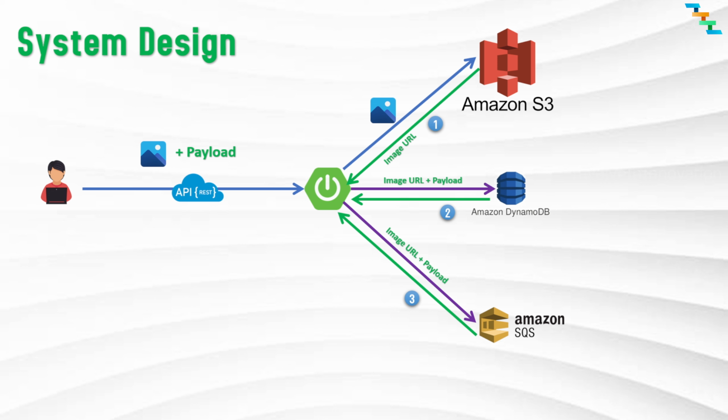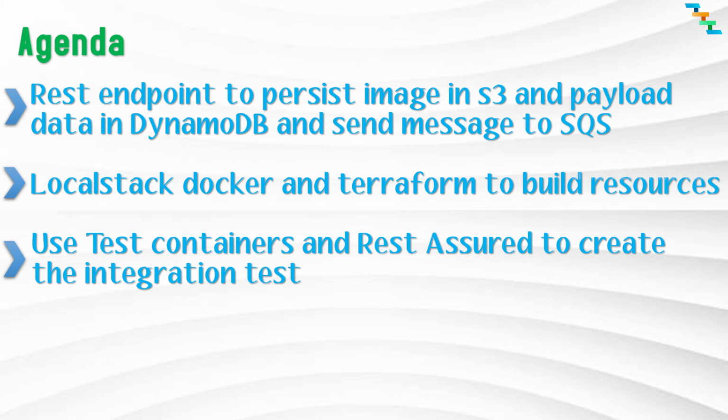Here we will see the agenda we are going to cover in this video. This is a 3-part video series. In this video we will see how to create the REST endpoint to persist the image. Here we will get the image and persist it to the S3 bucket, and then the payload data in DynamoDB, and then we will be sending the message to the SQS queue.